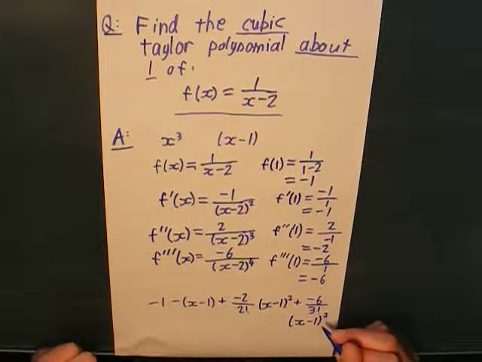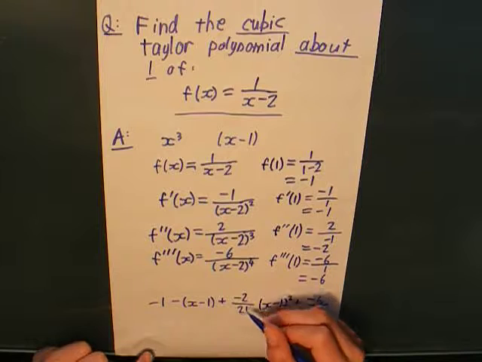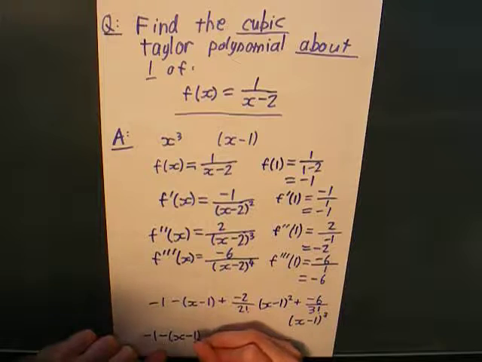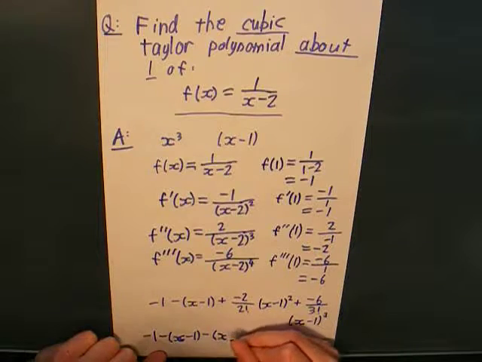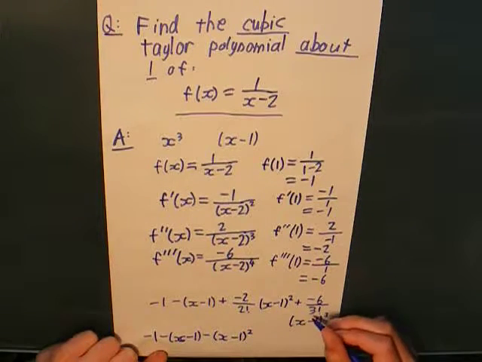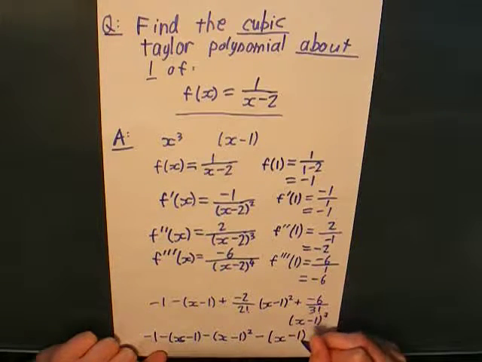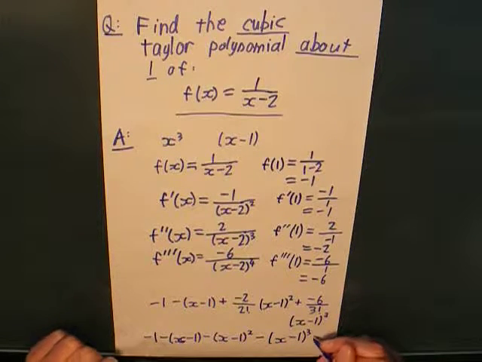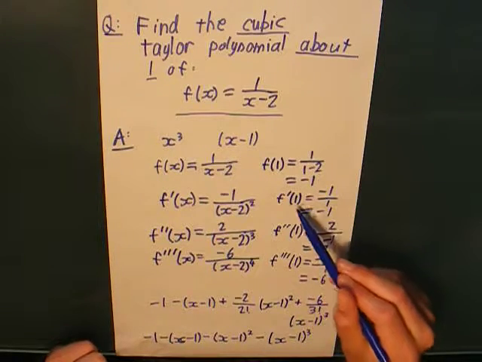Okay, so here I can simplify. 2 factorial is just 2, so this cancels out and becomes a negative 1. So I've got negative 1 minus x minus 1, minus x minus 1 squared. And 3 factorial is 6, so it's another minus x minus 1 cubed. And that is the cubic Taylor polynomial, cubic because the maximum term is cubed, about 1 because you've got the x minus 1. Of f of x, it's also about 1, because you evaluate these at 1.